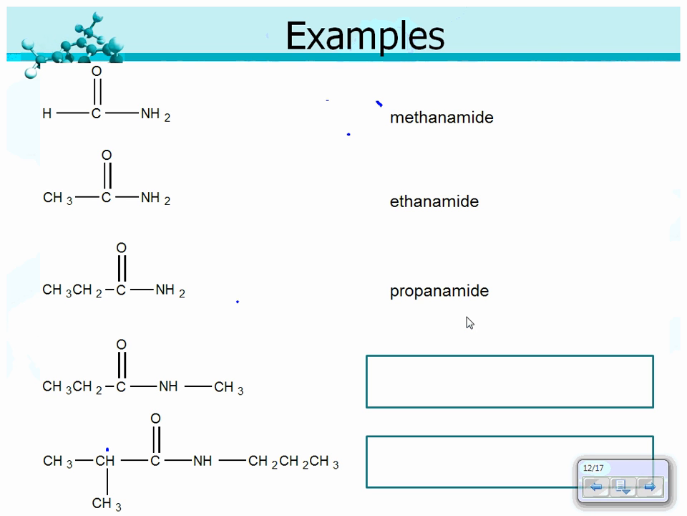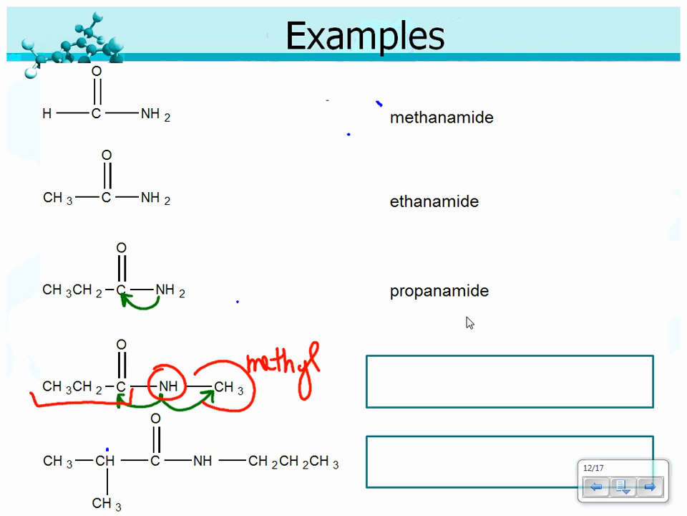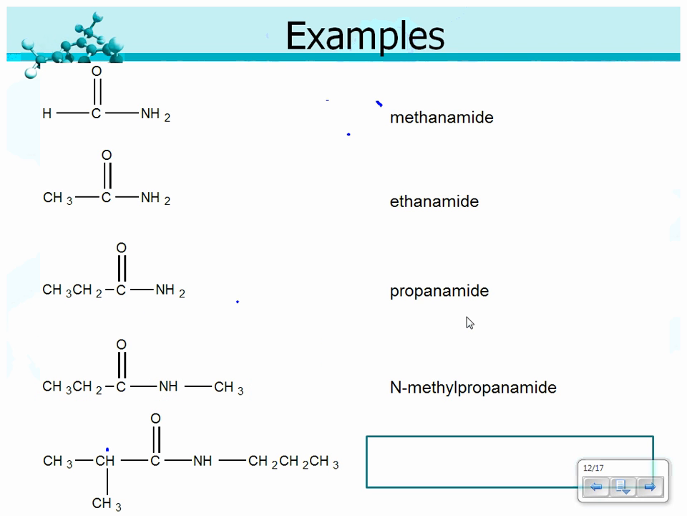Okay. Third one, now we're getting a little complicated because now we have a secondary amide. We've got a nitrogen with two carbons attached to it, whereas up here we only had one carbon. So now what we have to do is we name the parent chain. That's still propanamide. Now we have to say that, hey, look, on the other side of this nitrogen, I've got a methyl group. So what do I write? N-methyl propanamide.